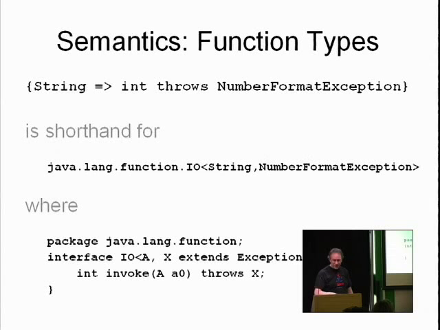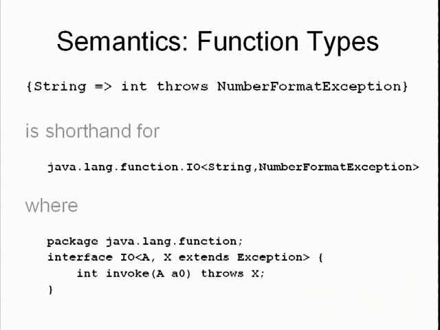So what is the meaning of a function type? Well, this particular one, the function from string to int that throws number format exception, is a shorthand for a particular interface type. So function types are interface types. They're not a separate extension to the type system. If you understand interfaces and generics and perhaps a little bit about wildcards, then you already understand how function types work. This is shorthand for java.lang.function.IO of string, comma, number format exception.